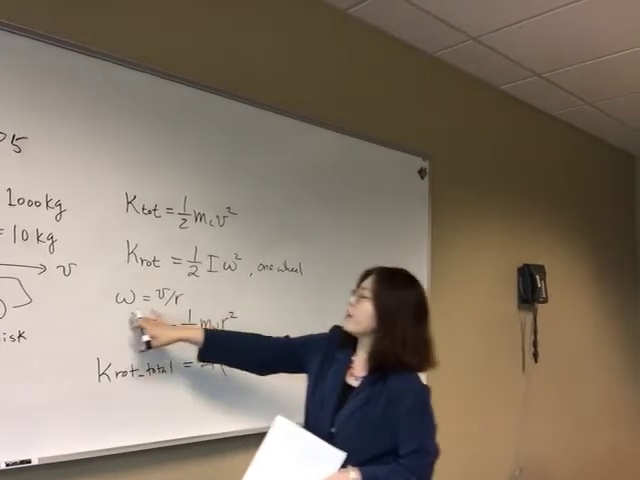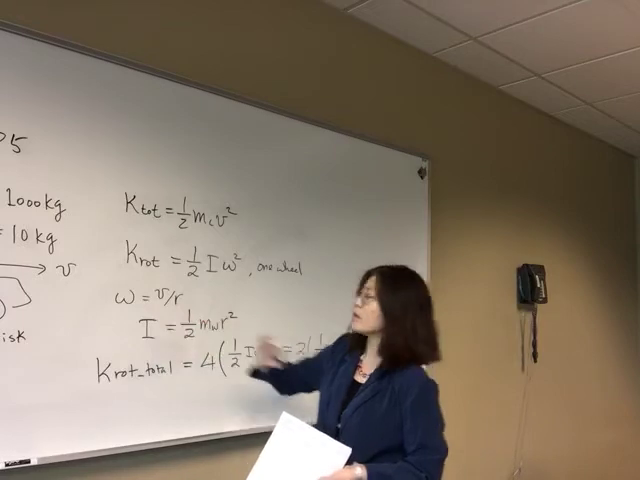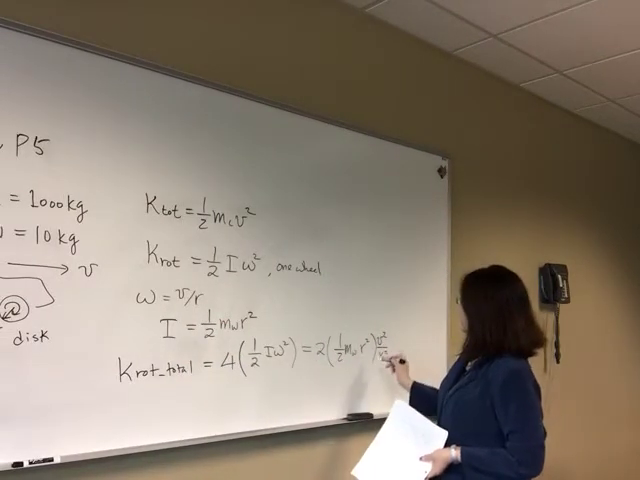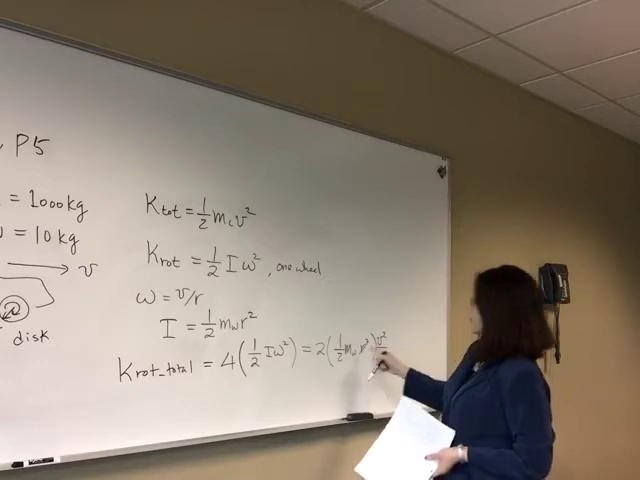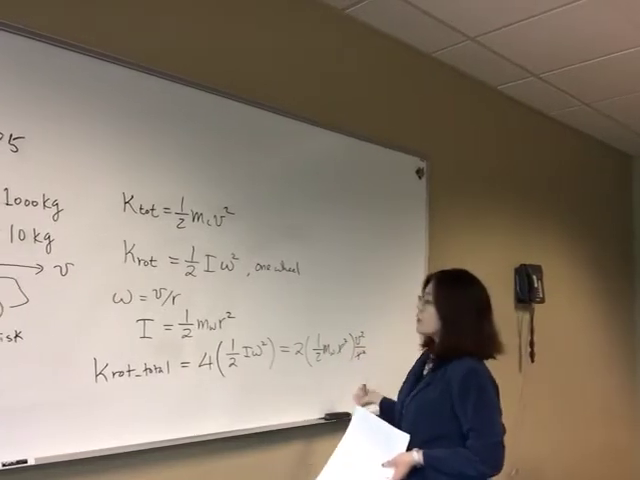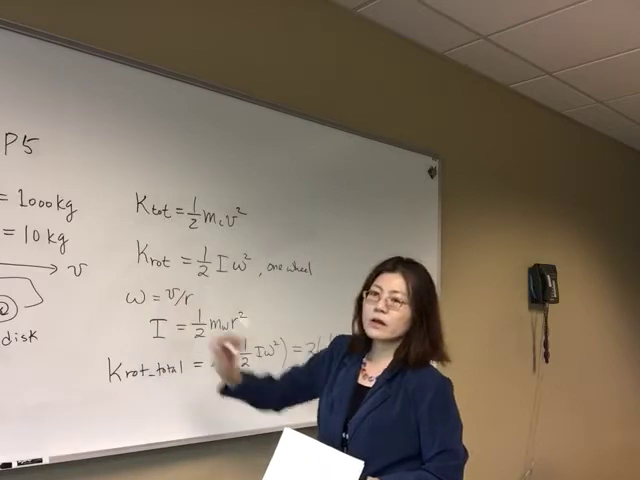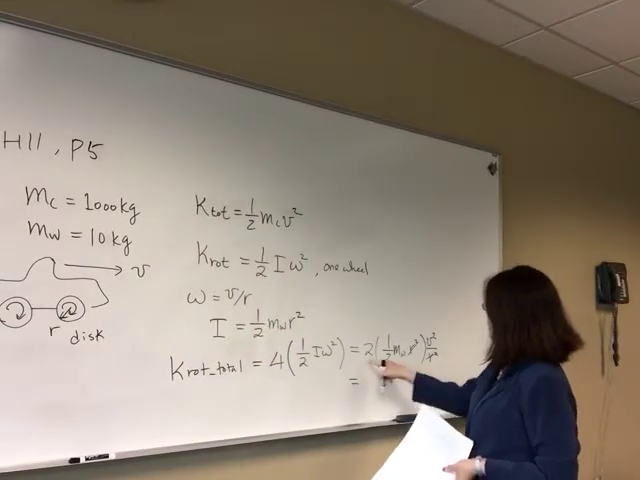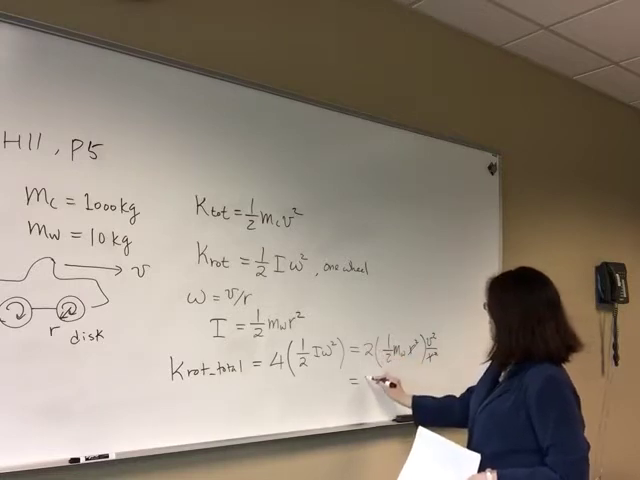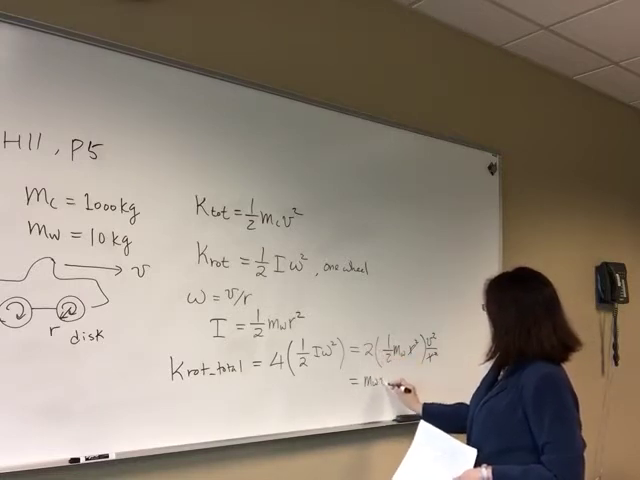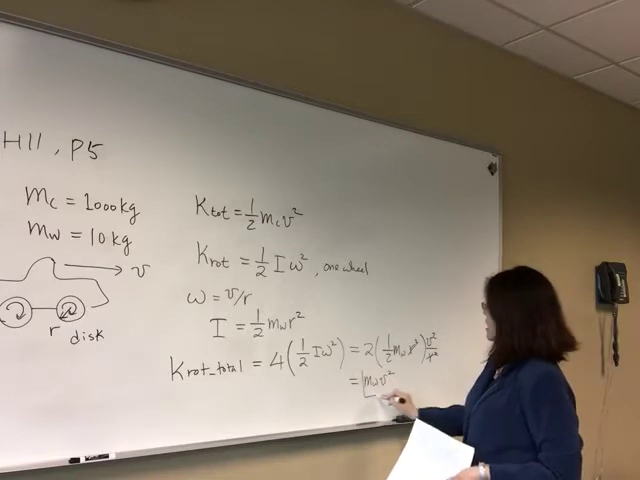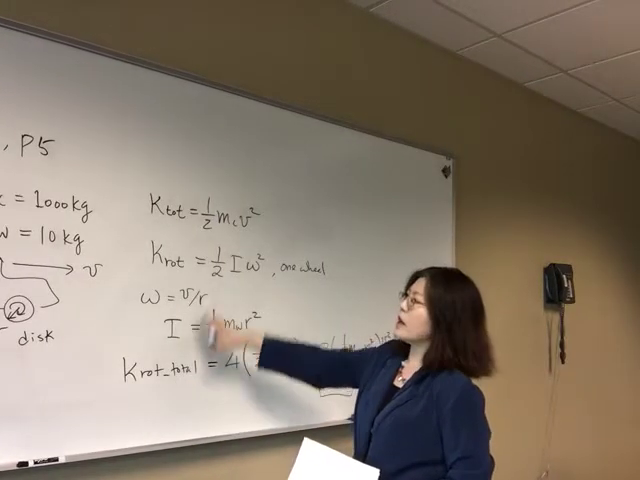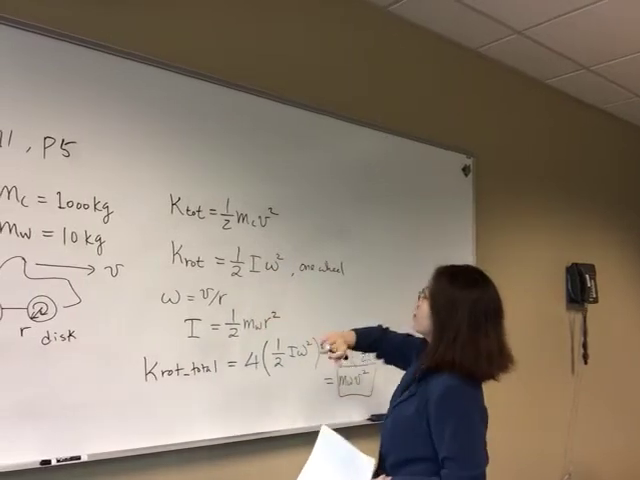Now for omega squared, we're going to use this expression, v squared over R squared. You can see that these two cancel each other, so you don't need the information about the size of the radius. So the two divided, they cancel each other. You have the mass of the wheel times v squared. Okay, so this is the total rotational energy when you take the 4 wheels into account.